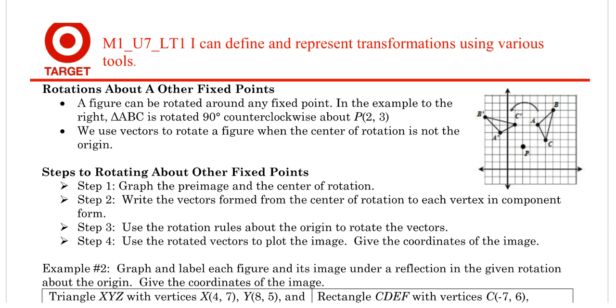However, we're going to talk about the more logical way of doing it, or the more thought-provoking way of doing it. So if we're rotating about another point other than the origin, it says a figure can be rotated about any fixed point. In the example to the right, triangle ABC is rotated 90 degrees counterclockwise about point P. So notice it's a completely separate point that's not our origin.